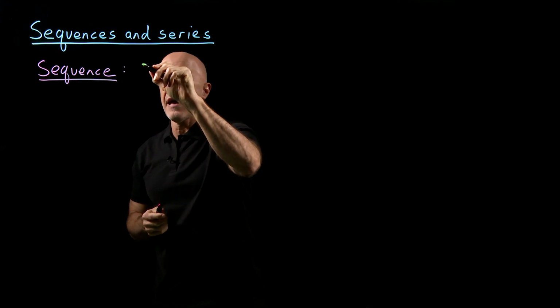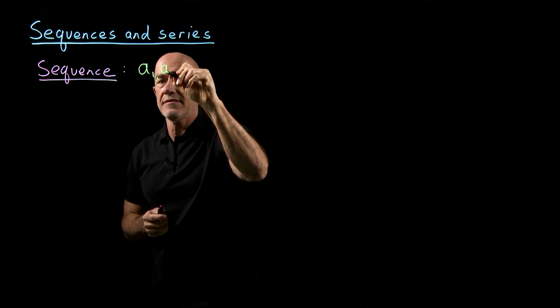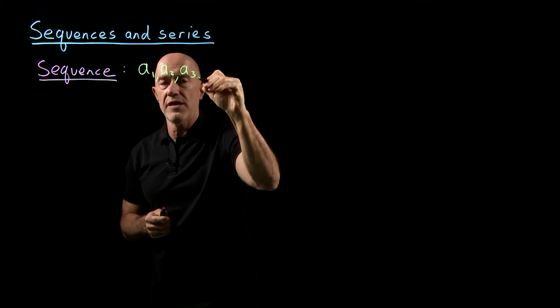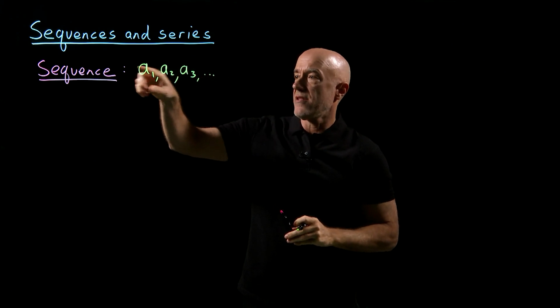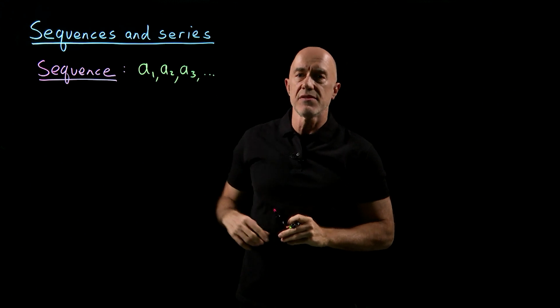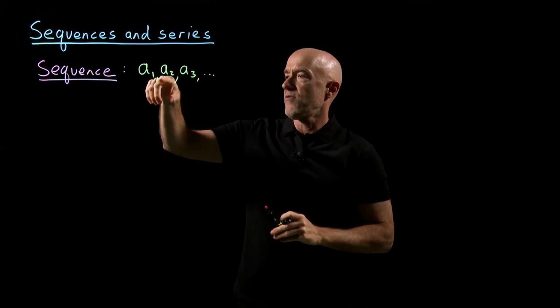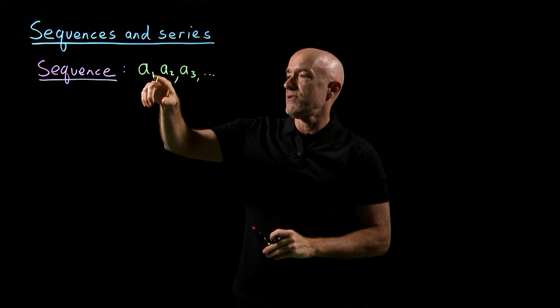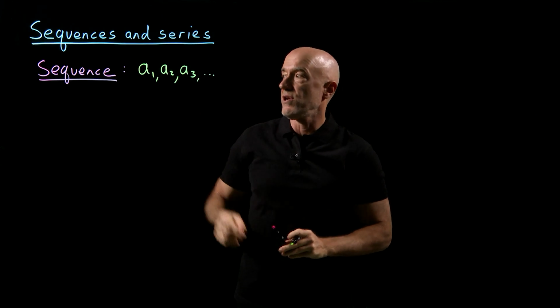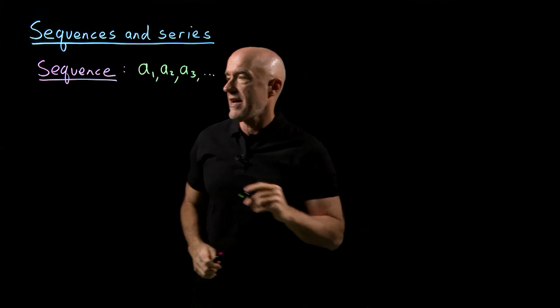So I'm going to write that as a sub 1, a sub 2, a sub 3, etc. So we have our A's representing the numbers and the subscript representing the different numbers. And then we'll have the natural numbers as the subscripts, 1, 2, 3, etc. So let's look at an example.